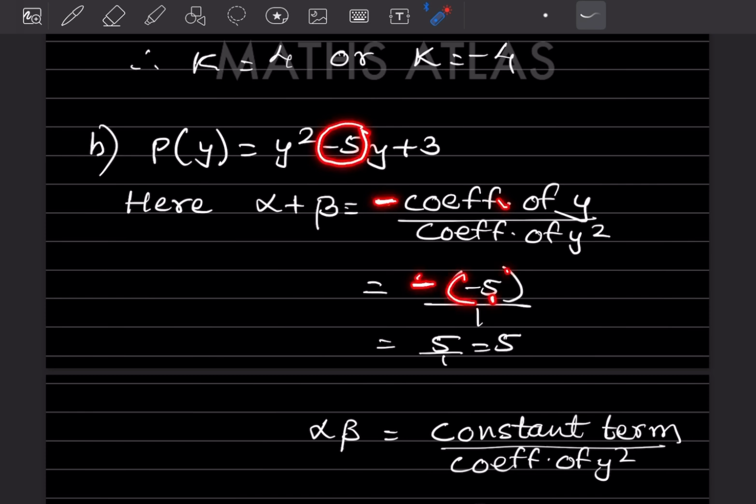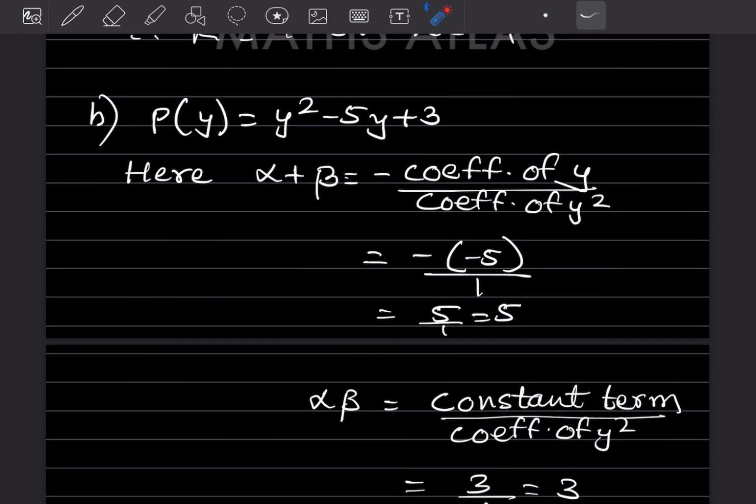So you are going to put it here in the bracket, and the coefficient of y square. Coefficient of y square means you cannot see anything over here, which means there is 1 over here. So divided by 1. Hope this is clear. Many of them get confused over here. So minus minus becomes plus, 5 by 1, that is 5. And for alpha beta, the formula is constant term divided by coefficient of y square.